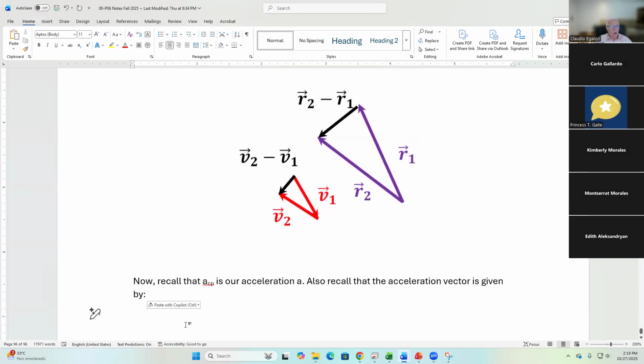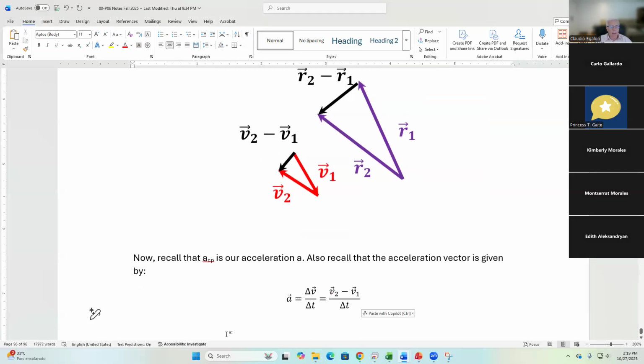Okay. In the next step, now we are going to really solve the value of the centripetal acceleration, okay? Here you go. Recall the acceleration a. The acceleration has only a centripetal component. It has only a radial component. It doesn't have a tangential component. And the definition of acceleration is just delta V over delta T, right? Delta V over delta T. V2 minus V1.